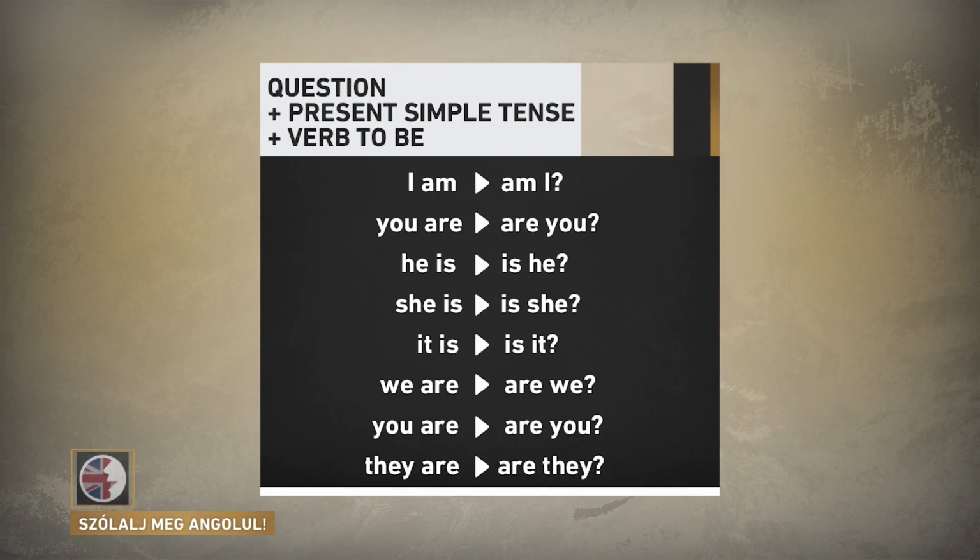I am becomes am I. What about the rest of the verb to be? Can you remember? I am becomes am I. You are becomes are you. He is becomes is he. She is becomes is she. It is becomes is it. And the plural forms? We are becomes are we. You are becomes are you. They are becomes are they.